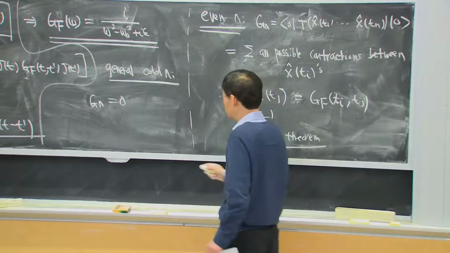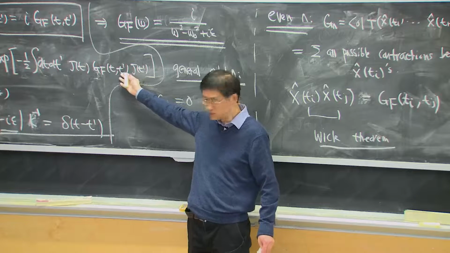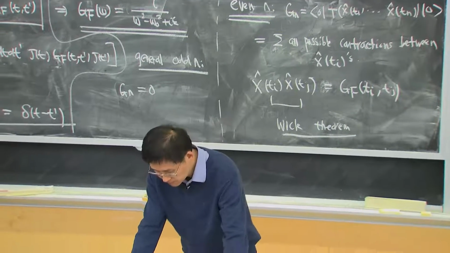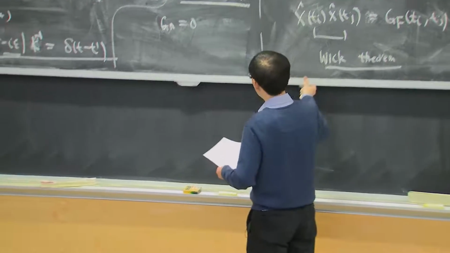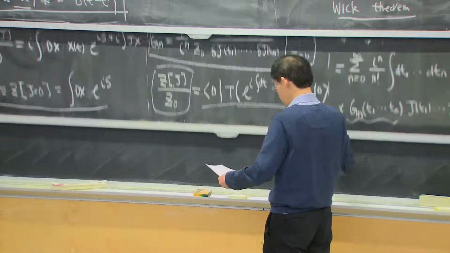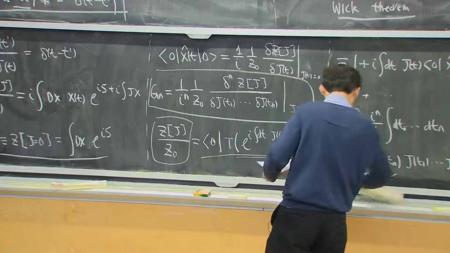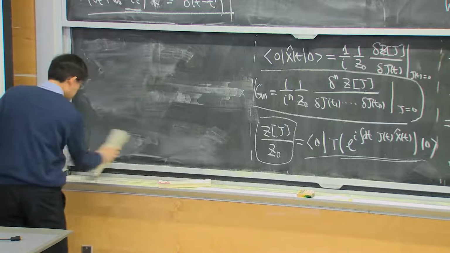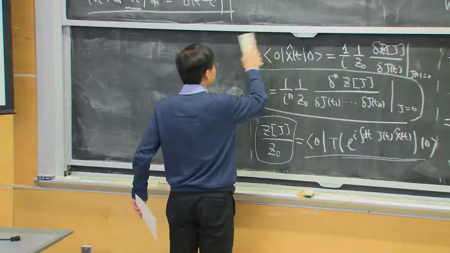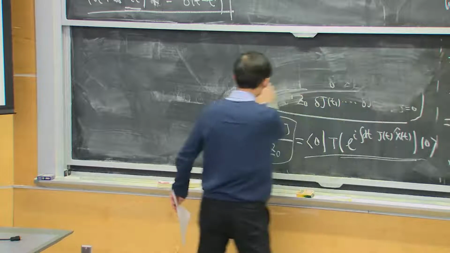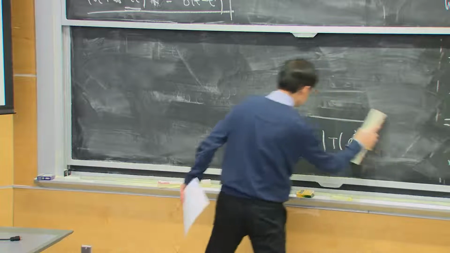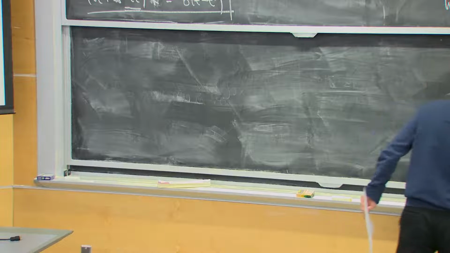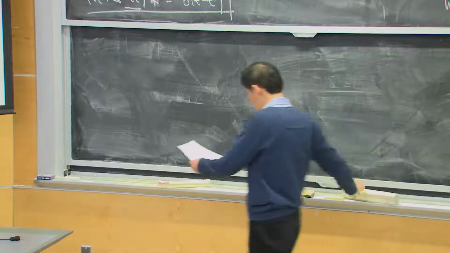But now, if you know the path integral, it's a trivial consequence of the fact that the path integral is quadratic in J. Just quadratic in J. So let me give you an example. Let's look at 4-point functions.